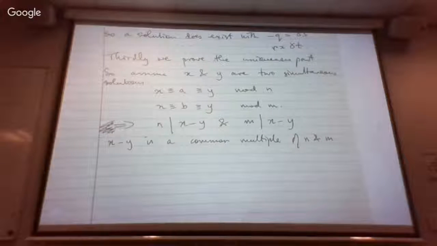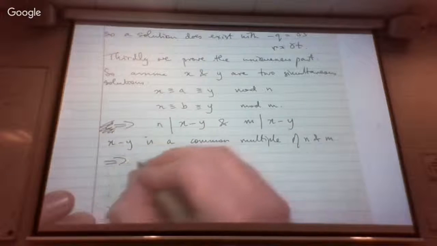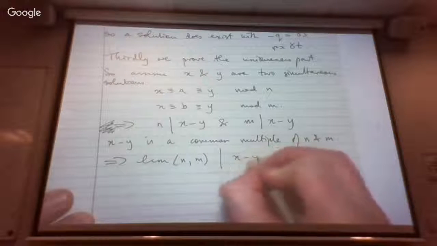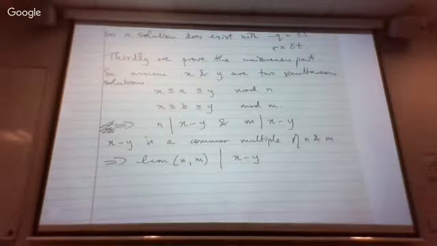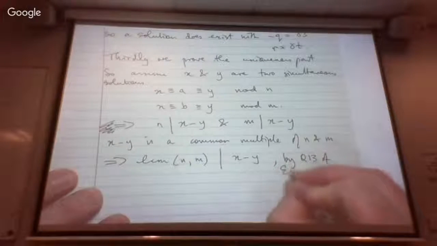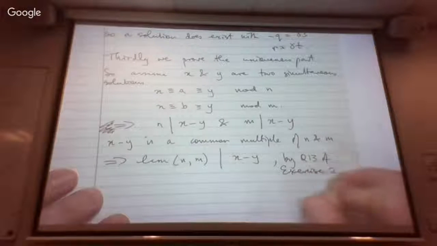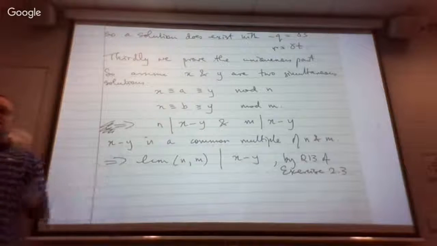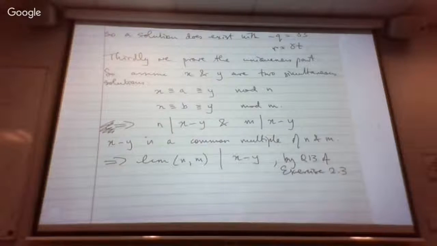So X minus Y is a common multiple of N and M. That implies that the LCM of N and M divides X minus Y. Just to refer you back to the result, that was question 13 of exercises 2.3. Many useful properties are in the exercises as well. So if X and Y are two solutions, they're divisible by the LCM, so they're congruent to each other modulo the LCM.